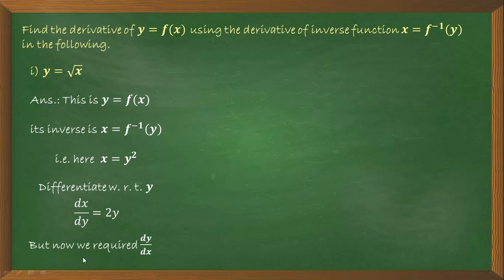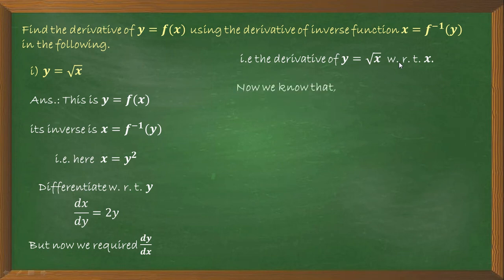But what do we require? We require dy by dx. What is dy by dx? It is the derivative of this function. Actually we require dy by dx, but first of all we get dx by dy. Here we require the derivative of y is equal to root x with respect to x. Now we know the relation, that is dx by dy is equal to 1 upon dy by dx. So dy by dx is equal to what? 1 upon dx by dy.